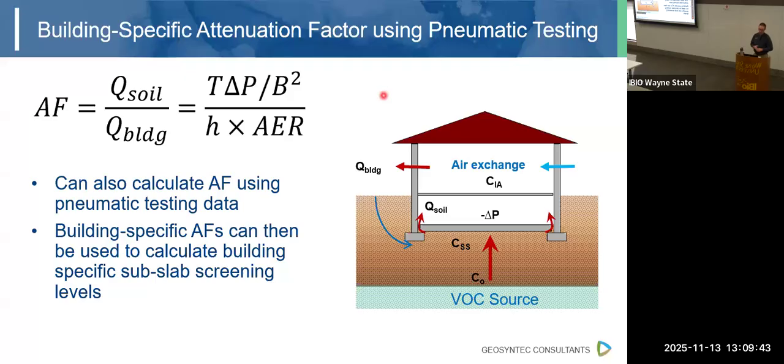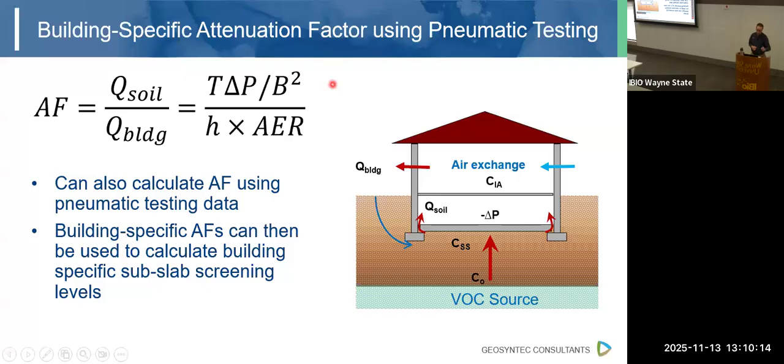The other thing that we can look at is we can come up again with a building-specific attenuation factor. So here, I've talked about it as the ratio of indoor air to the subslab concentration. That's also equivalent to the rate that vapors are coming into the building versus the rate that fresh air is being circulated through the building. I'm not going to show how I derived this, but if you're interested, we can talk about it.